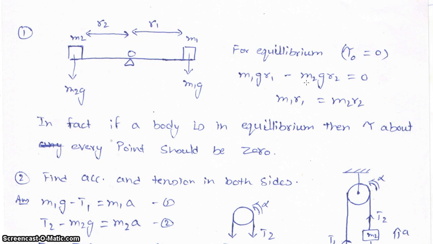These two torques are in opposite directions, so we took one as positive and another as negative. These are the two main torques. There will be another force, of the hinge, but if we take its torque about point O, it will be 0. So m1 r1 is equal to m2 r2 after cancelling g.